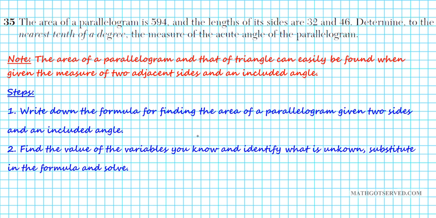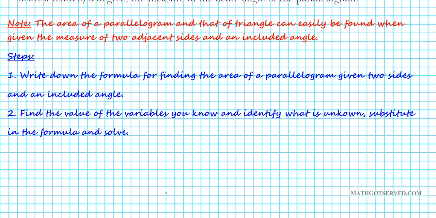First of all, we're going to write down the formula for finding the area of a parallelogram given two sides and an included angle. And then after doing that, we're going to find the value of the variables we know. We'll identify our unknown, substitute them into the formula, and then we'll solve for the unknown variable. Okay? All right, so let's get started by giving ourselves a visual for this problem.